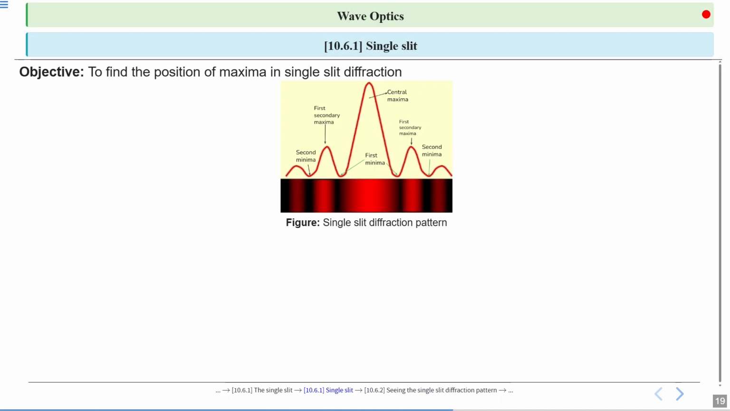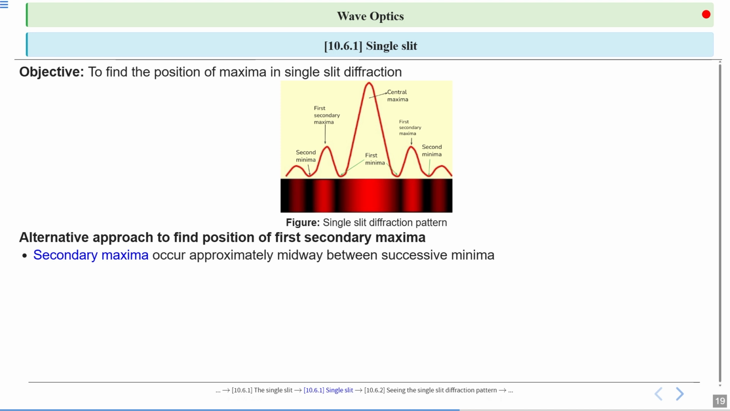So take a look at the image of the single slit diffraction pattern. This is the distribution of intensity among the maxima. Notice how the light spreads out and forms a series of bright and dark bands. Now let's consider an alternative approach to finding the position of the first secondary maxima. This approach will help us understand the pattern of light distribution more clearly.